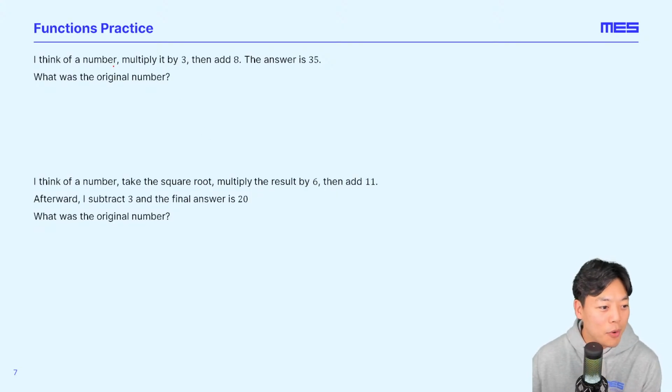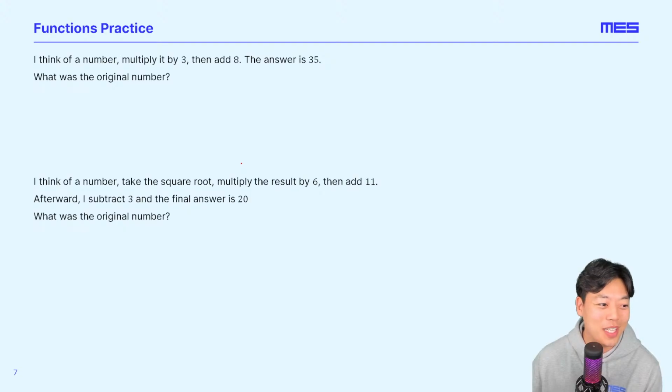So I think of a number, multiply it by 3, then add 8. The answer is 35. What was that original number? Now, this is creating equations here, right? Writing equations. We've done stuff like this. In this case, it's a 2-step equation. Once you have an answer, let me know what you got in the chat.